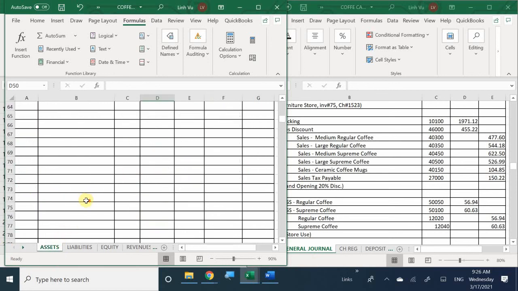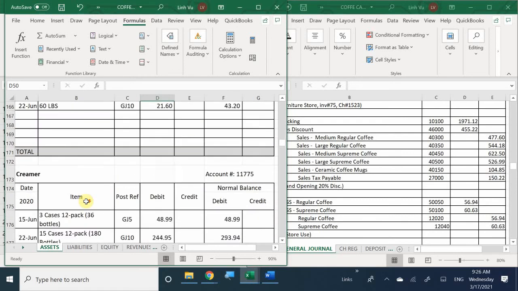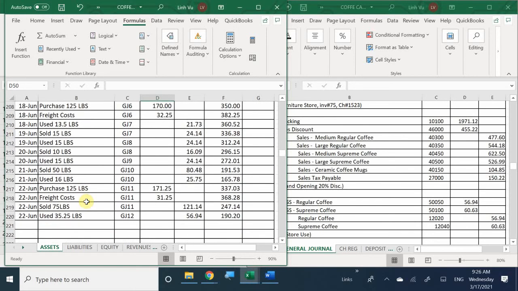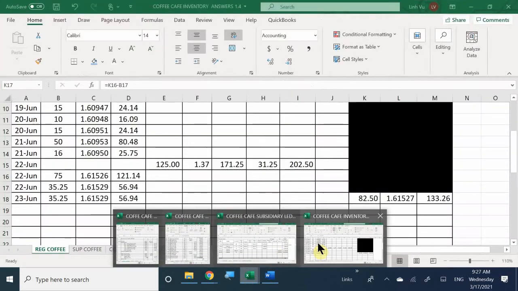Now we got to go edit our inventory. Okay. So we used 35.25 pounds. So if we used 35.25 pounds for 56.94, what is my ending balance? 132.26, which should match my inventory worksheet.